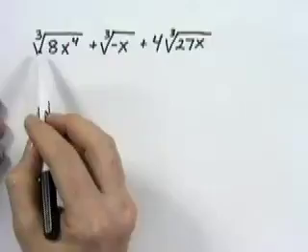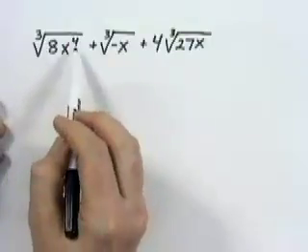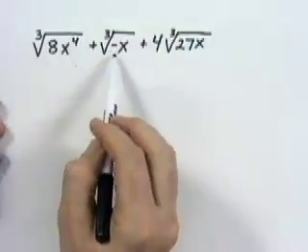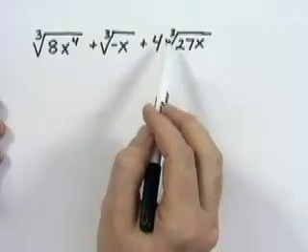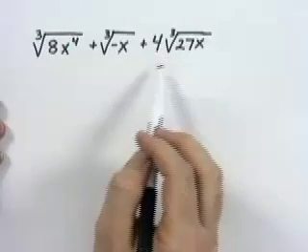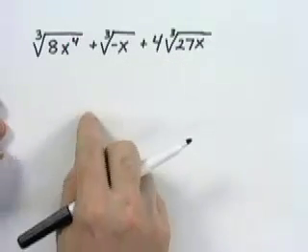We're now going to look at another example where we combine like radicals. In this particular expression, we have the cube root of 8x to the fourth plus the cube root of negative x plus 4 times the cube root of 27x. And we want to simplify this expression.